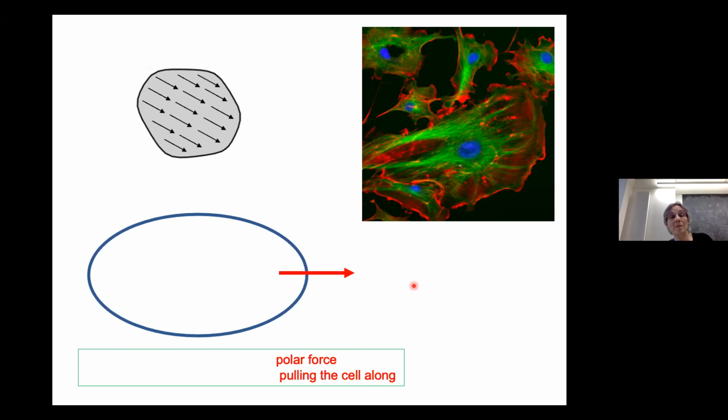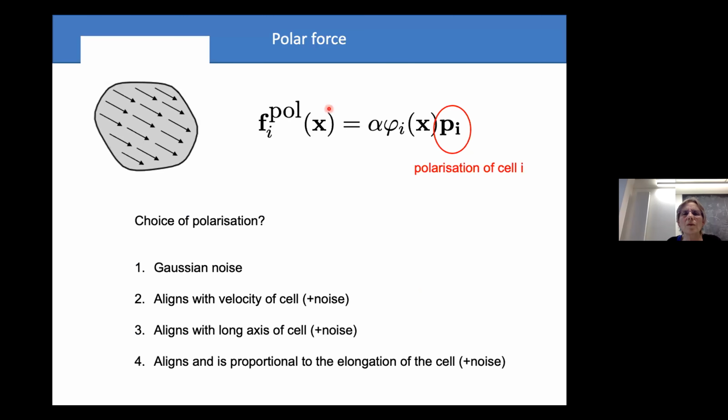So the active forces here. These are the polar active forces which are pulling the cell along. What we do is we define a vector in each cell, the polarization of each cell, and then just say that the force is proportional to the polarization. So that's really just moving the problem from defining a force to defining this vector P. And somehow we have to choose the polarization of the cell. And then we're guessing. So what we actually did is write down all the sensible guesses and see what difference it made. P could just be chosen randomly for each cell and then subject to some sort of Gaussian noise. Or we could have a Vicsek-like algorithm where P aligns with the velocity of the cell up to some noise.